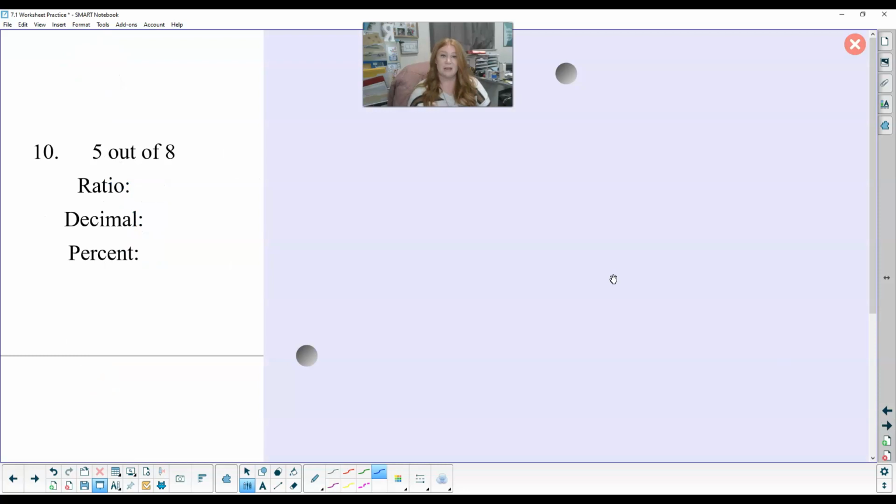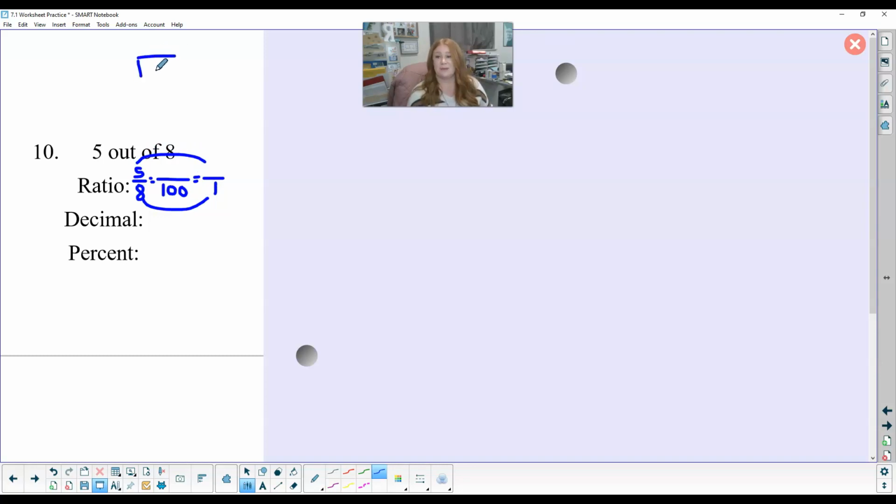Okay, so these ones are going to be a little trickier because our last 3 are not factors of 100. So we need to do some thinking about how we want to do these. So our ratio to start is 5 out of 8. And I want it to be out of 100. And 8 does not go into 100 nicely. So what I'm going to do is take it to a 1 first. So how do I get from 8 to 1? Well, I had to divide by 8. So I need to do the same thing here.